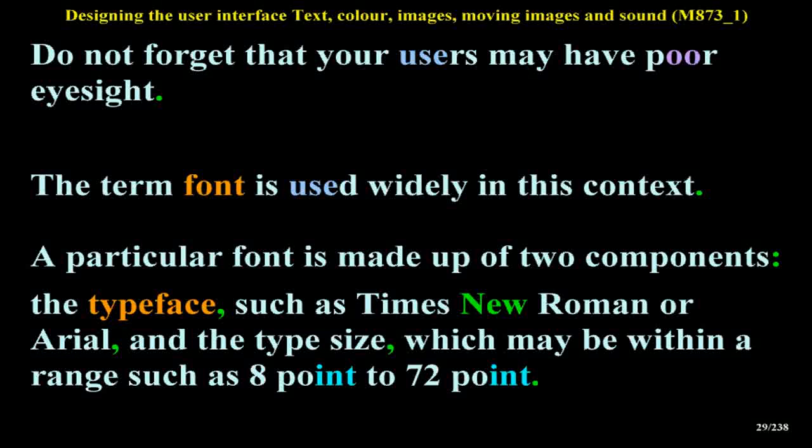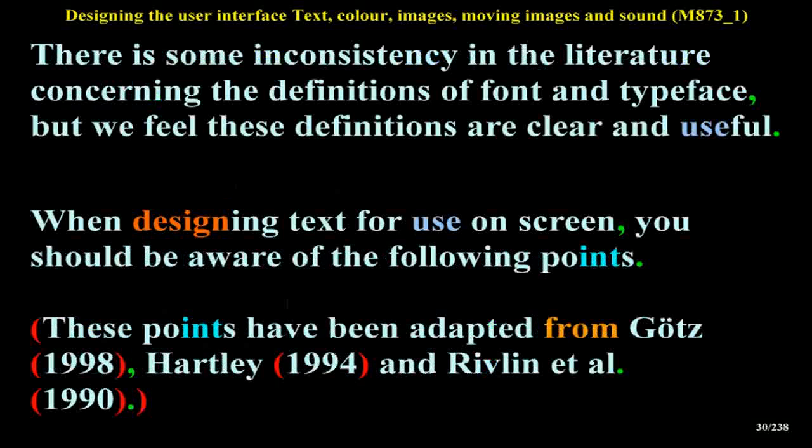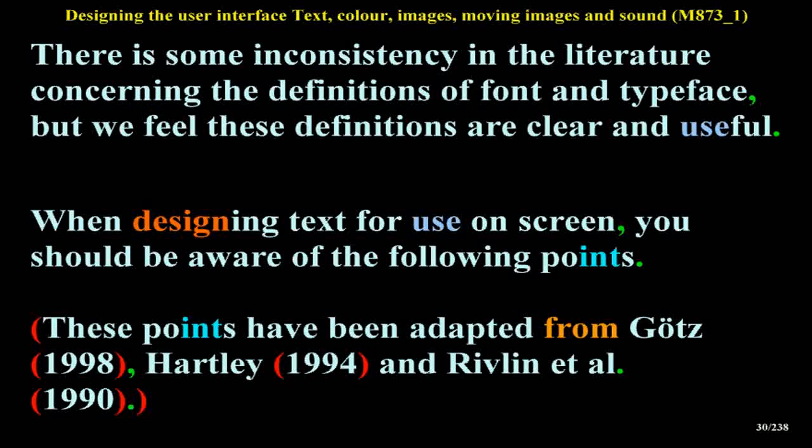The term font is used widely in this context. A particular font is made up of two components: the typeface, such as Times New Roman or Arial, and the type size, which may be within a range such as 8 point to 72 point. There is some inconsistency in the literature concerning the definitions of font and typeface, but we feel these definitions are clear and useful. When designing text for use on screen, you should be aware of the following points.